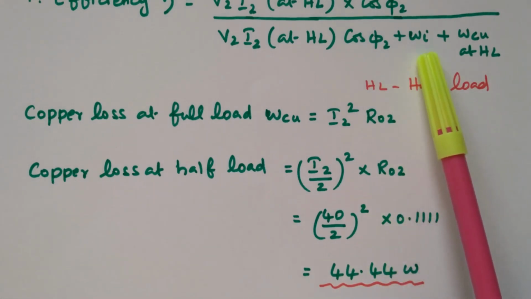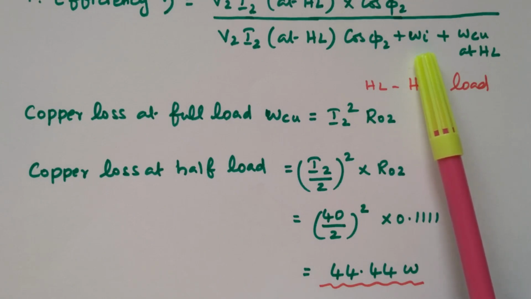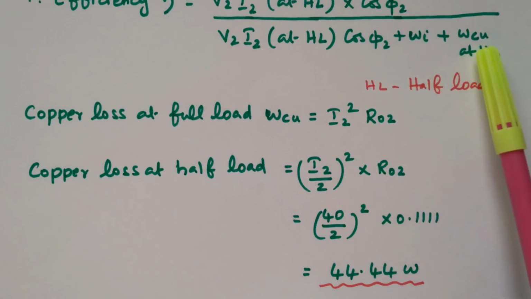This iron loss is always constant. It is irrespective of the load. It will not change, it's constant. So we can take it as it is, 50 watts. It will not vary with the current, but this copper loss will vary with the current. So that is calculated as 44.44 watts. Now we'll calculate the efficiency.